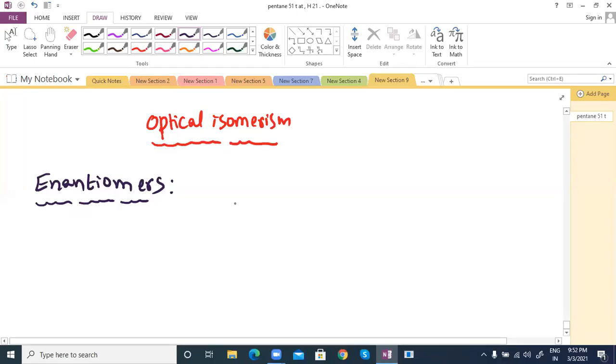Optical isomers which are non-superimposable mirror images of each other are called enantiomers, and the phenomenon is called enantiomerism. For example, here I am writing the Fischer projection formula. This is CHO, the aldehyde, H, OH, H, and CH2OH. This we call glyceraldehyde.